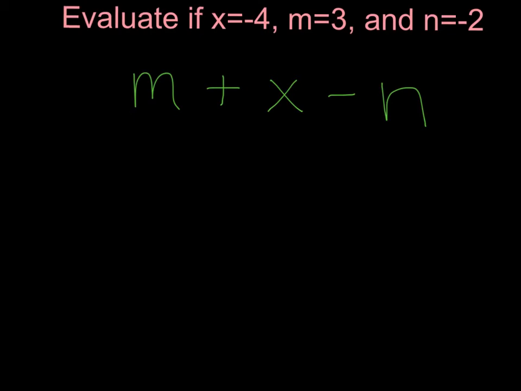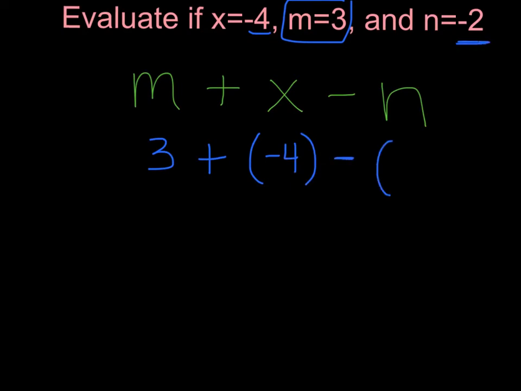Okay, let's check out another one. So I'm going to start by just filling in the numbers. So instead of an m, I'm going to put a 3, plus, instead of an x, I'm going to put a -4, put that in parentheses, and then it says minus, and then instead of an n, I'm going to put a -2, and I'm going to write that in parentheses.